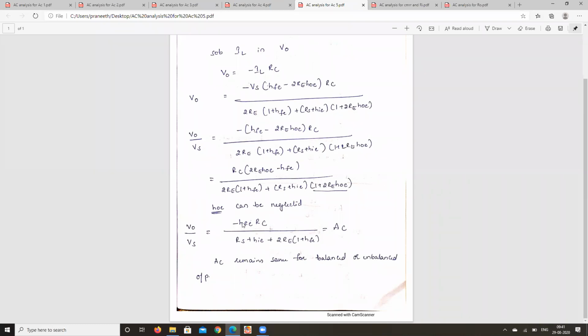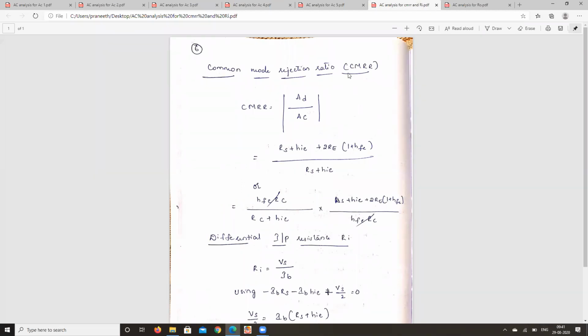Right. Now let us see the next parameter that we have to derive. Our next parameter is CMRR. This is very simple. What is CMRR? Common mode rejection ratio is defined as the ratio of differential voltage gain to common mode gain. So already we have derived the differential gain. What is the expression for differential gain? HFE RC by RC plus HIE.